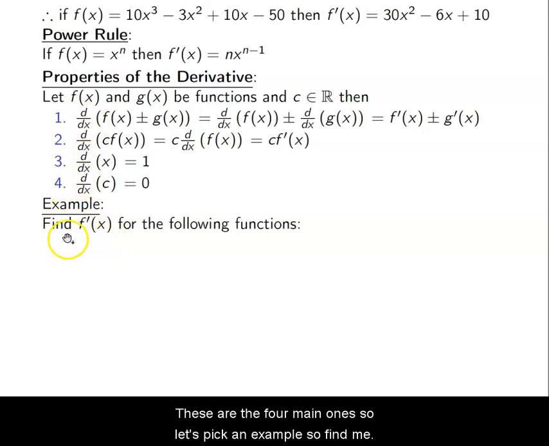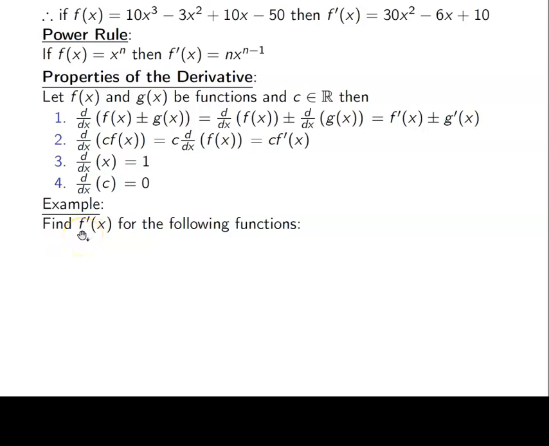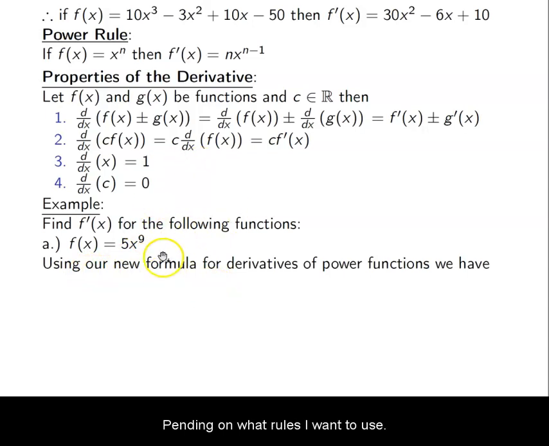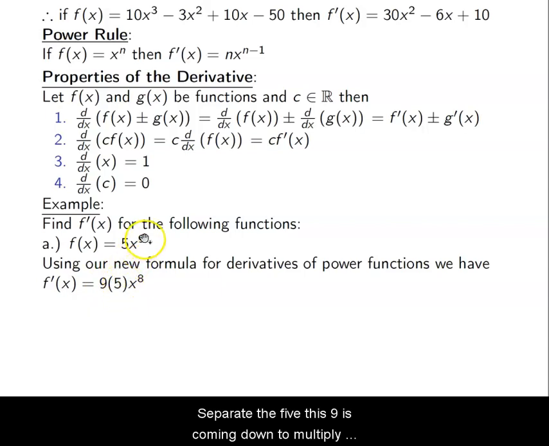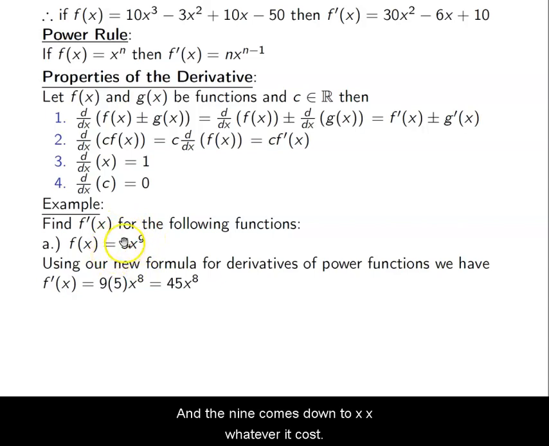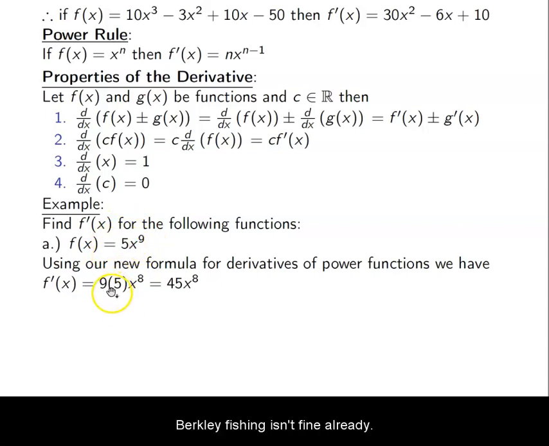So let's look at an example. Find the derivative for the following functions. Here we have 5x to the 9th. This is very straightforward. Depending on what rules I want to use, I can separate the 5. This 9 is coming down to multiply across the 5. The power decreases by 1, to 8. 9 times 5 is 45. And the 8 stays, right? So the 9 comes down to multiply times whatever constant or coefficient is in front already.